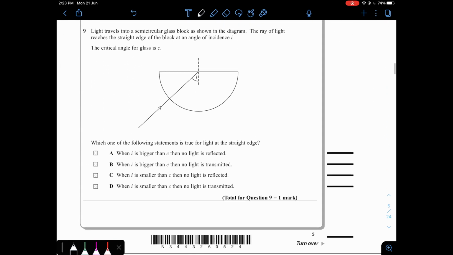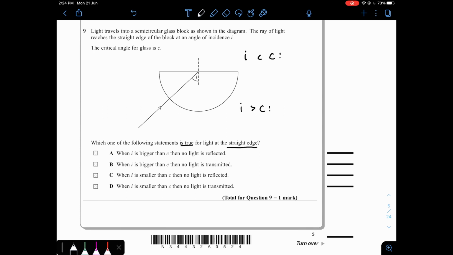All right, question number 9. We can see that light travels in a semicircular glass block shown below. The ray of light reaches the straight edge of the block at an angle of incidence I, and the critical angle of the glass is C. Which of the following statements is true for the light at the straight edge? So it's basically the relationship between I and C, when I is less than C and when I is greater than C.